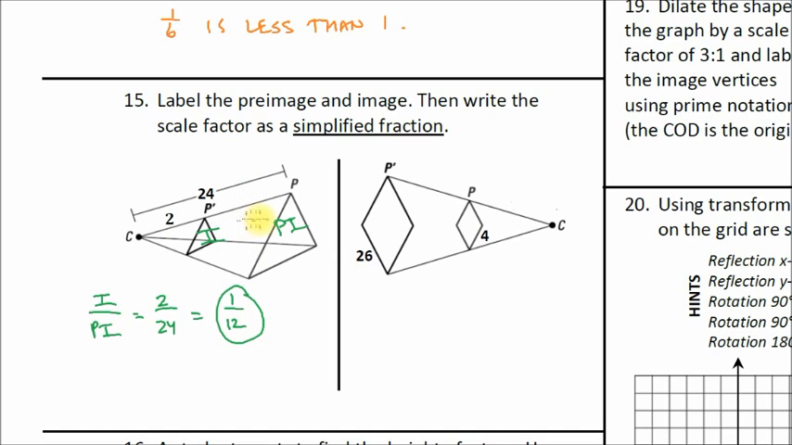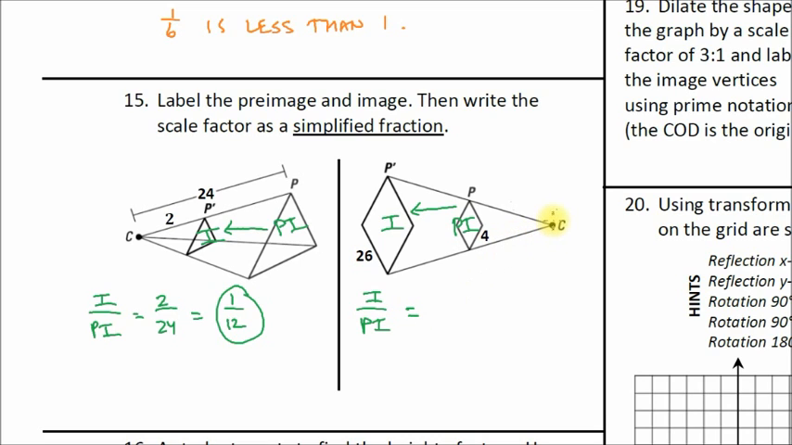Notice that's less than 1. That makes sense because we're going from preimage to image. That's a reduction. Let's take a look at the next one. Our preimage now is the smaller shape because there's no prime. That means this is our image. It's going to be an enlargement, so we better have a number greater than 1. Again, always image over preimage.